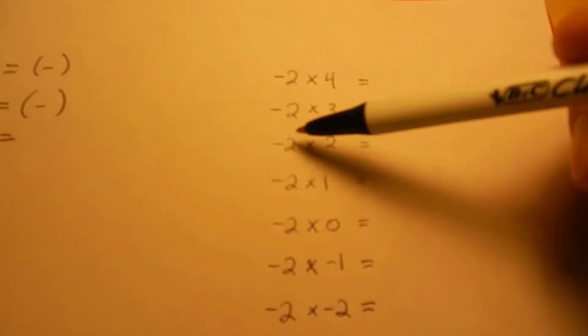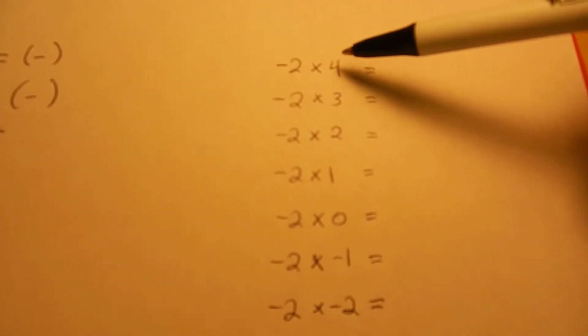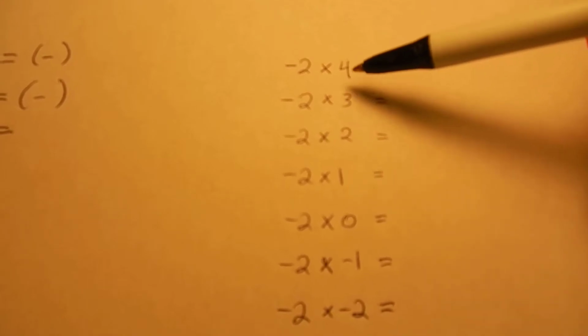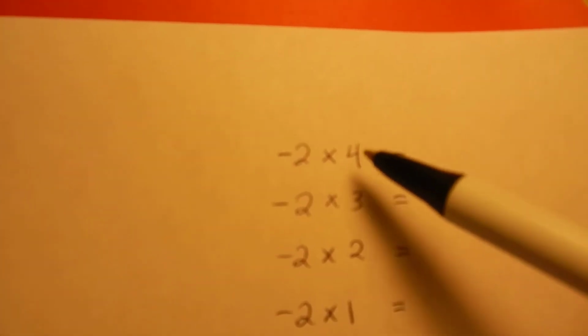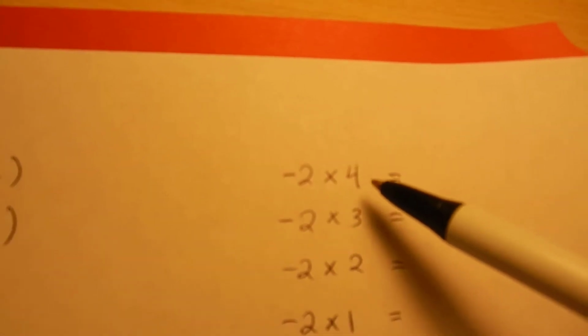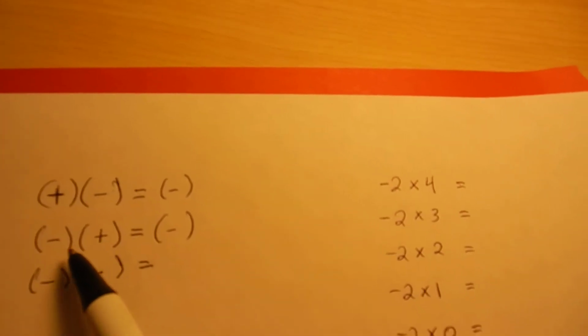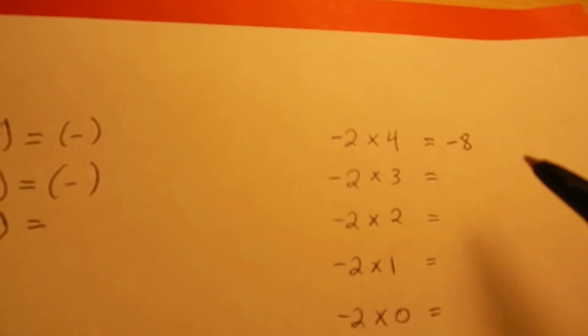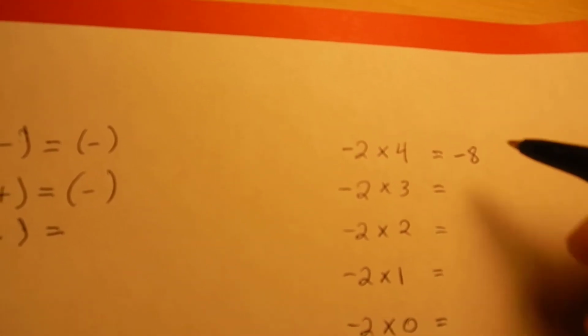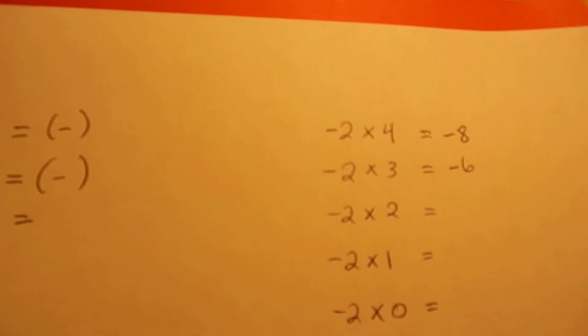Here we're taking negative 2 and multiplying it with these descending values of whole numbers starting with 4. And let's take a look at the pattern and see what happens here. Let's look at this first one. So negative 2 times 4, according to this rule, that would be a negative 8. Negative 2 times 3, that would give me negative 6.